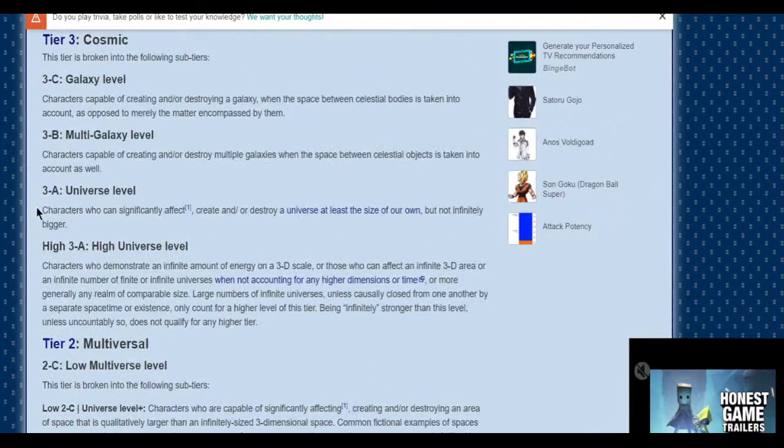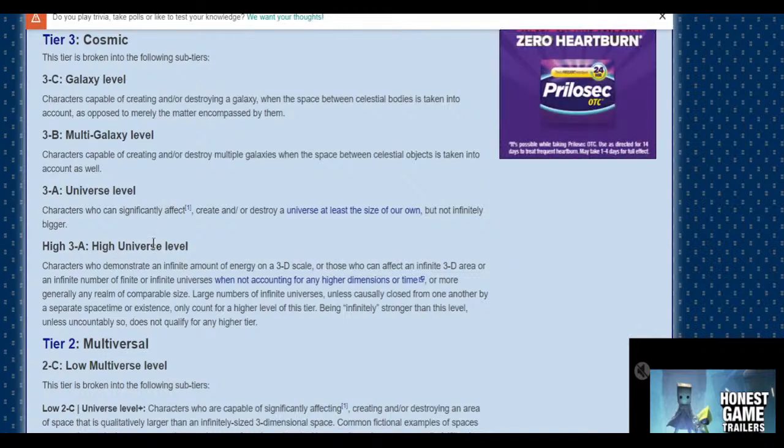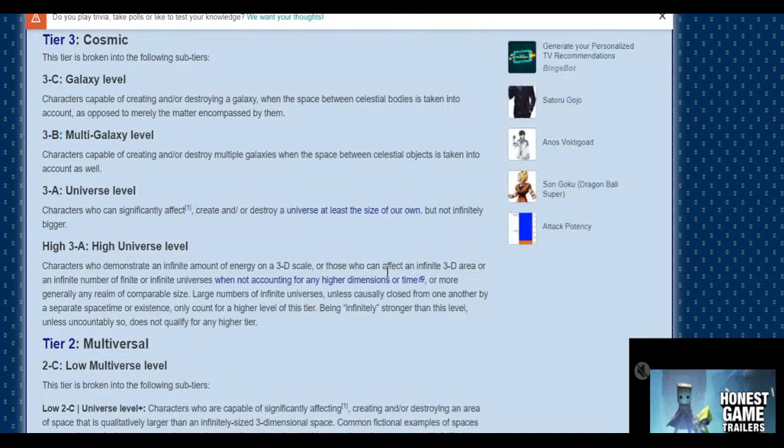So Zowski and everyone else, if you're watching, here's the basics. I'm going to keep it simple. Universe level: a character who can affect one, okay? Create or destroy a universe at least the size of our own, but not indefinitely bigger. So all this means is it's universal. The observable universe.